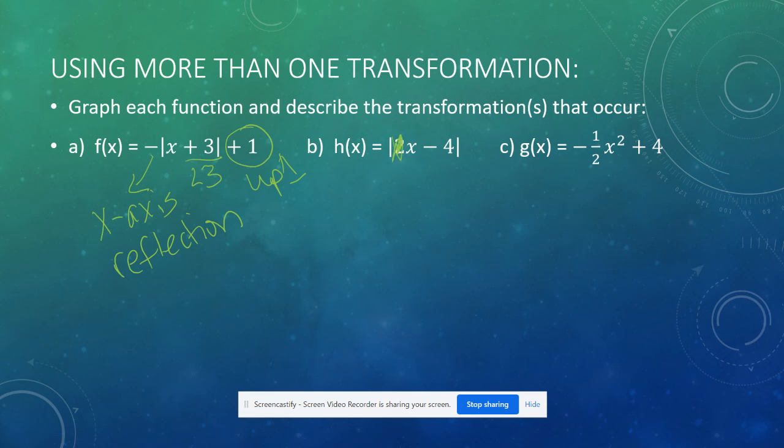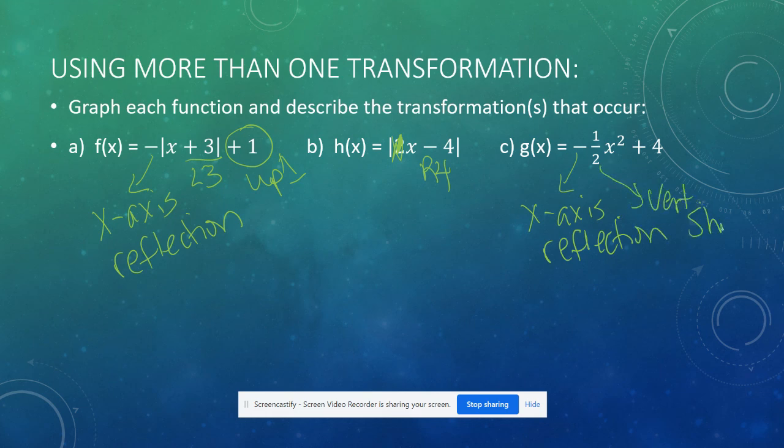Go ahead and pull that 2 out of there. So it's just the absolute value of x minus 4. And this one is just going to go right 4. For C, we have an x-axis reflection. The 1/2 is a vertical shrink. And the plus 4 is an up 4.